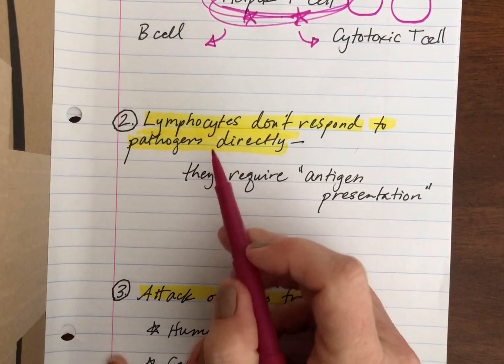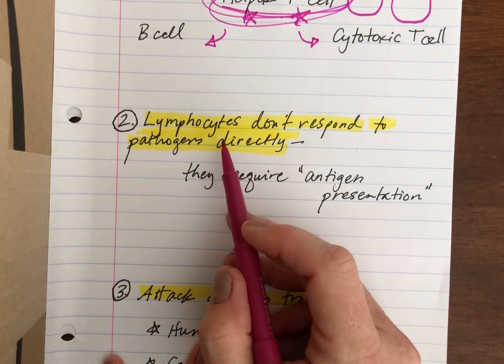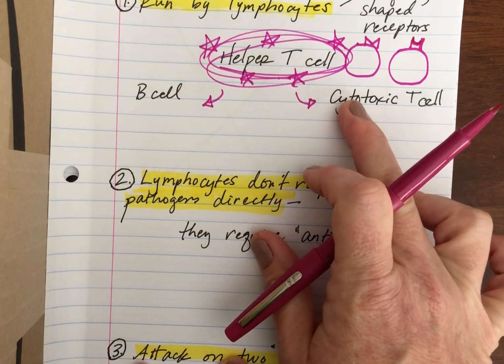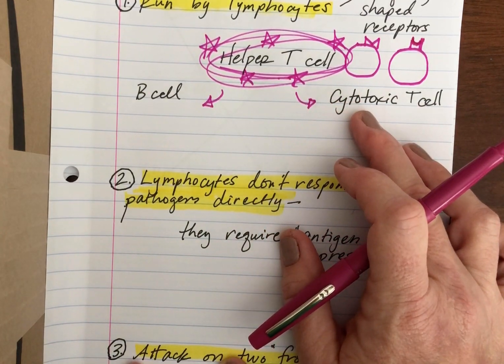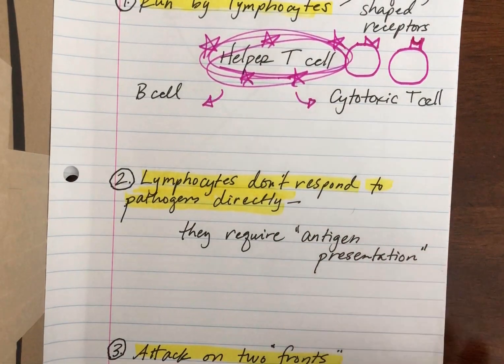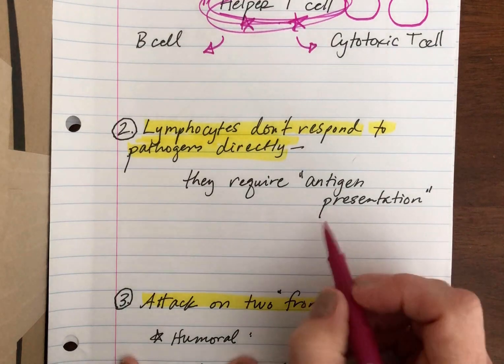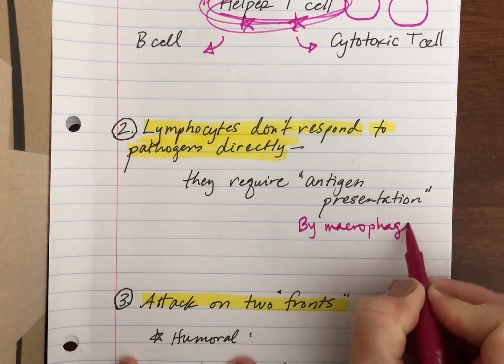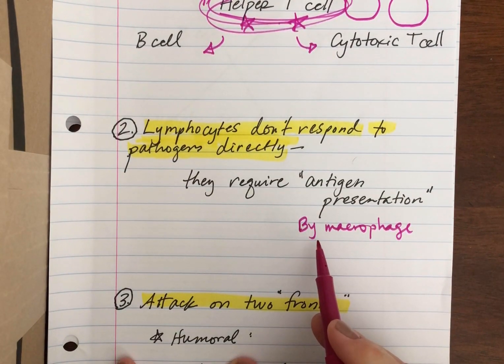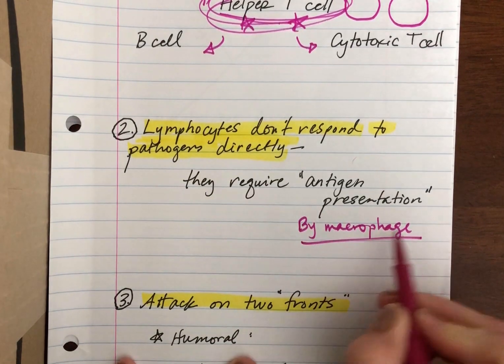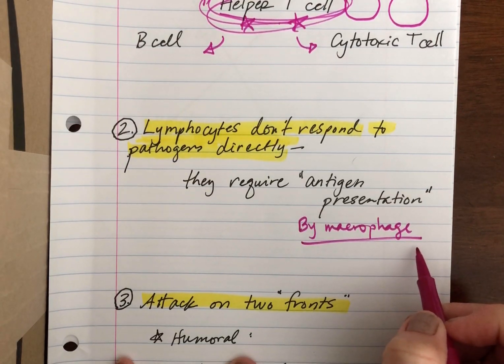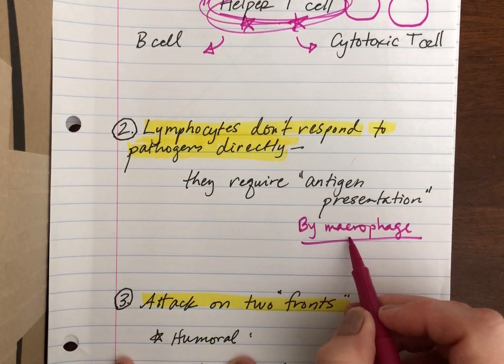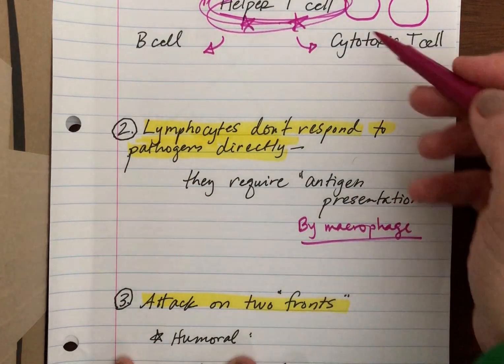Okay, next, main idea number 2. Lymphocytes can't respond to pathogens directly. So these cells up here can't identify a pathogen and attack it without something called antigen presentation. And antigen presentation you learned about last week is simply the idea of a macrophage gobbles up a pathogen by phagocytosis and presents a piece of that pathogen on its surface. So a macrophage is like that big eater, gobbles up the pathogen. You'll see a picture of that in a minute on the other slide. The macrophages present antigens to lymphocytes.